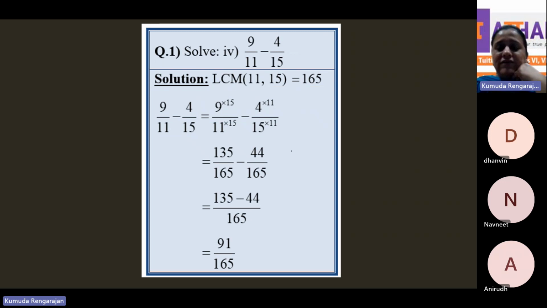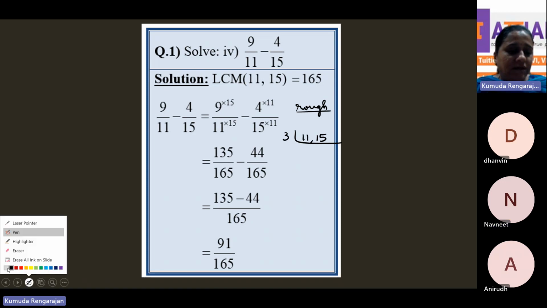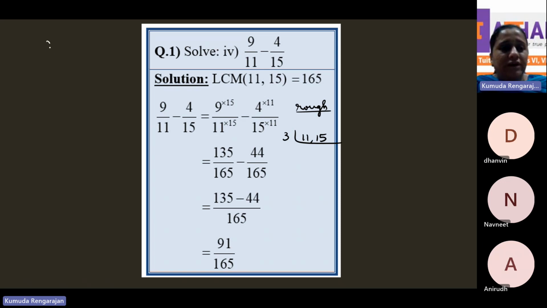Now here, tell me, how do we find the LCM? 11, 15. You must use prime numbers only. 2, 3, 5, 7, 11, 13, and so on. You must use only prime numbers, and you must start from the beginning. You should try to use 2. If this is not possible, then 3. If that is not possible, then 5. Not possible, 7. Like that.